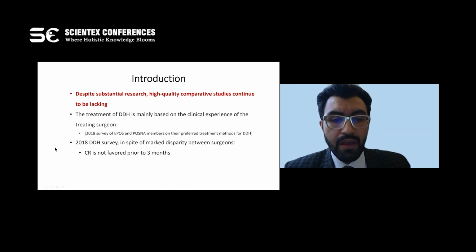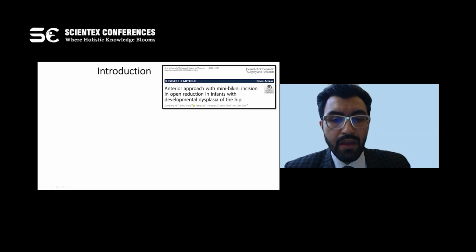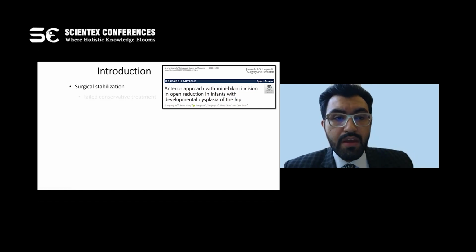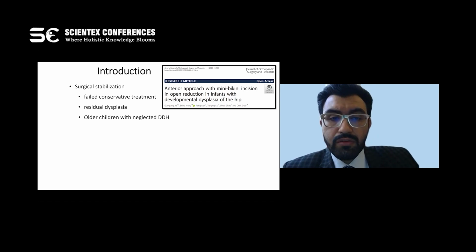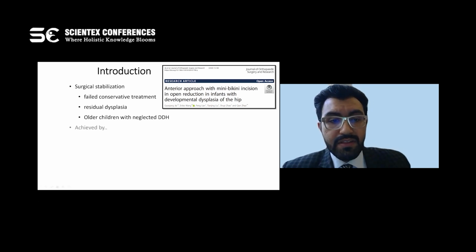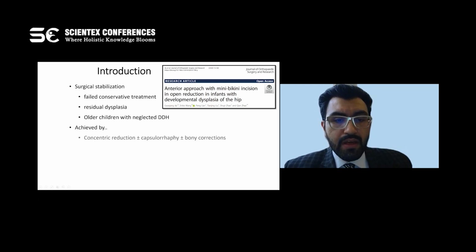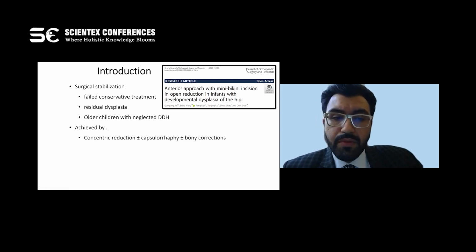Most surgeons favored prior to 6 months of age. In children in which we decide to perform surgical stabilization, this could be indicated in the ones with failed conservative treatment, residual hip dysplasia, and older children are particularly more common in developing countries such as Iran. And this is a particular issue of interest for us. Surgical stabilization can be achieved by a concentric reduction of the hip joint at first, and then performing capsulorrhaphy and correction of the bony deformities if needed. Correction of bony deformities could include Salter osteotomy of the pelvic bones, the iliac bone, plus femoral shortening osteotomy or derotational osteotomy of the femur.